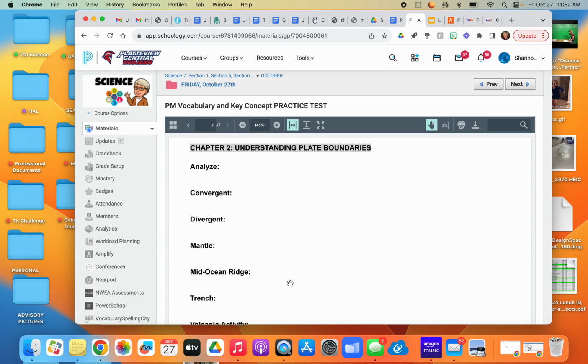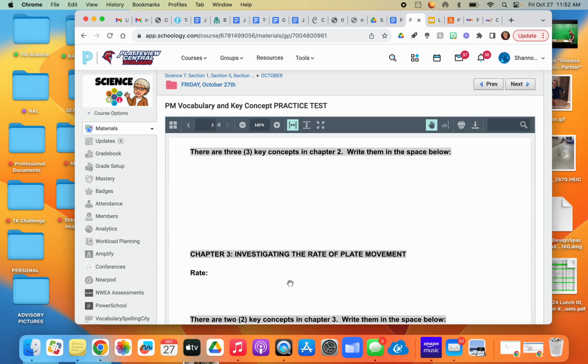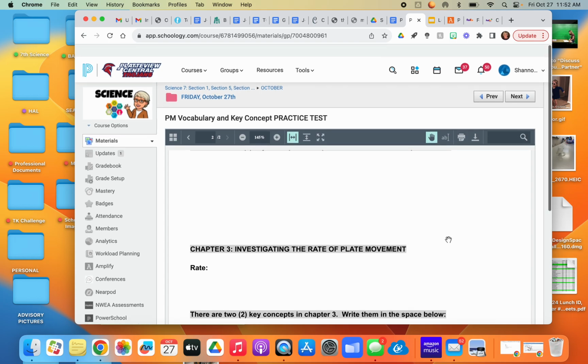Chapter 2 is understanding plate boundaries. So there's your vocab. That had 2 key concepts, so again, you can write those any way you want. And then chapter 3, we only had 1 new vocab term, which is rate, and there are 2 key concepts in chapter 3, so make sure that you include those in the space below.